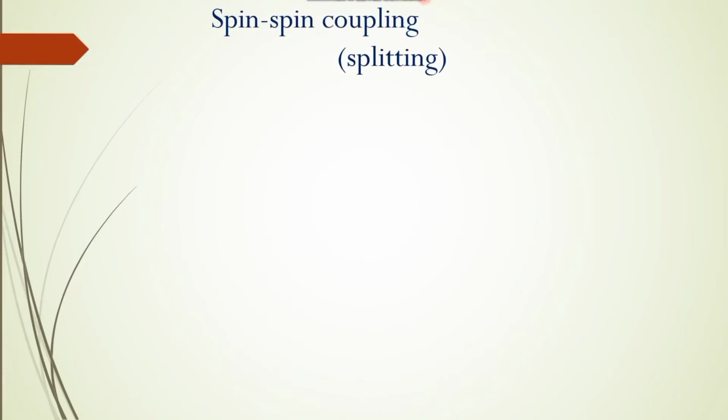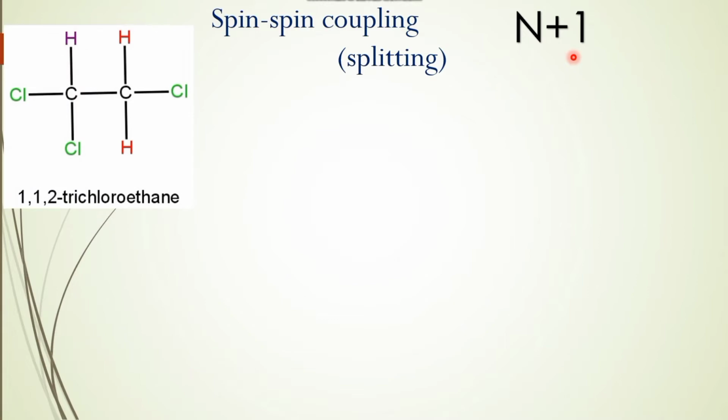Spin splitting. Whenever we see this term, we remember one rule, that is the n plus 1 rule. This helps us to know what kind of peaks we get in NMR spectra. For example, in this given compound, we have 3 hydrogen atoms present. These 2 hydrogens are bonded with this carbon, which is attached to chlorine and this carbon. So these 2 hydrogens behave similarly. So we call this equivalent hydrogen.